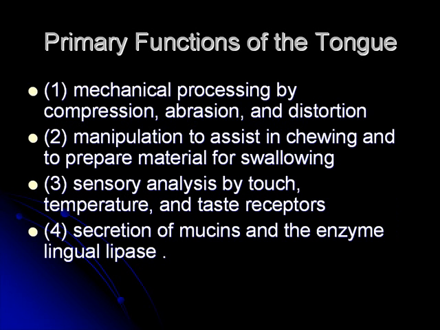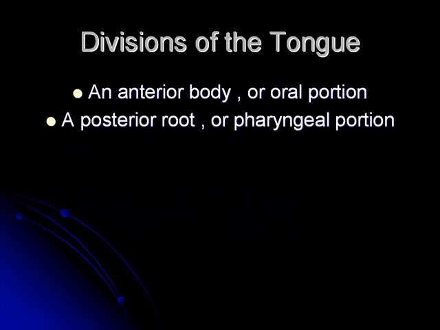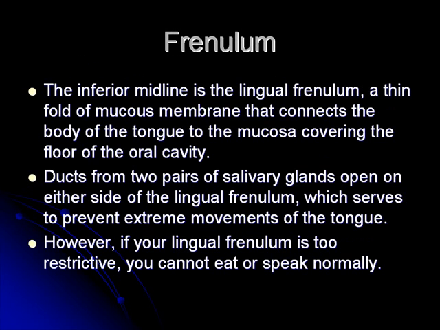The primary functions of the tongue. Number 1, mechanical processing by compression, abrasion, and distortion. Number 2, manipulation to assist in chewing and to prepare material for swallowing. Number 3, sensory analysis by touch, temperature, and taste receptors, and secretion of mucin and an enzyme called lingual lipase. Lingual lipase is involved in the breakdown of lipids or fats early on in the mouth. Some divisions of the tongue: the anterior body of the tongue, also known as the oral portion, and the posterior root, or the pharyngeal portion.